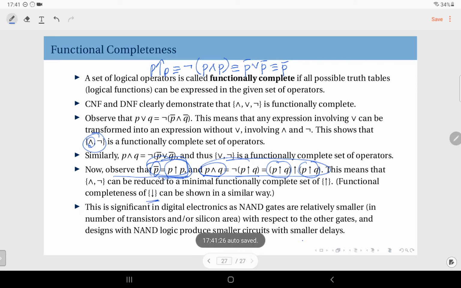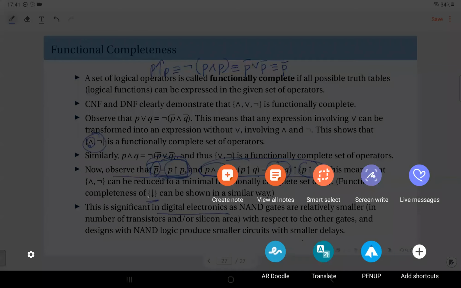Now, as I said, from a mathematical point of view, simplification is always good. But from an engineering point of view, is there a practical result or a practical application of this? And the answer is yes. And this is significant in digital electronics. Why?